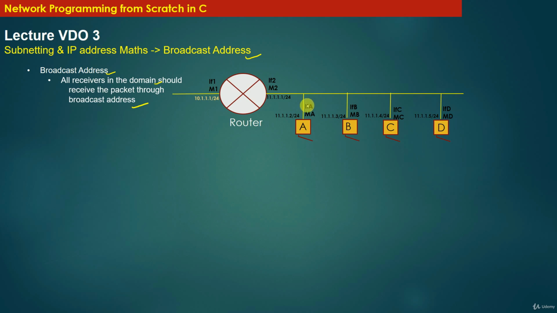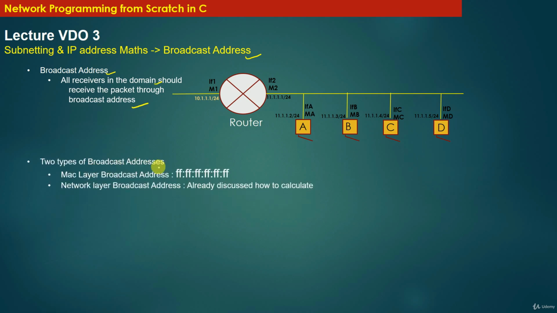Now, there are two types of broadcast addresses: the MAC layer broadcast address and the network layer broadcast address. The MAC layer broadcast address is all bits ones. The MAC layer broadcast address is very simple. It has all its 48 bits as 1. In hexadecimal notation, we represent the MAC layer broadcast address as all Fs. It means all 48 bits of the broadcast address will be 1.